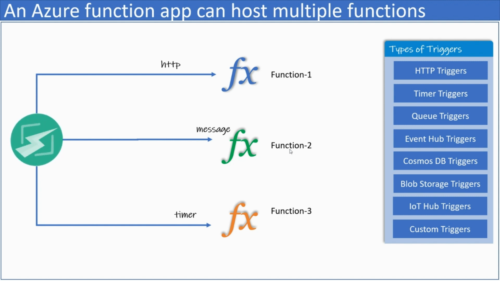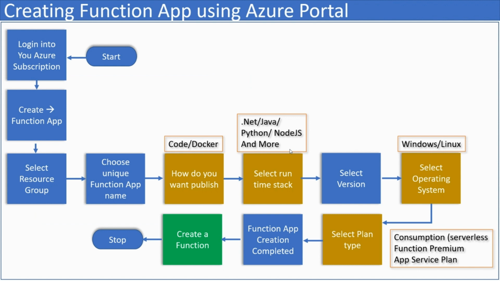Sixth one, a blob storage trigger. Functions can also be triggered by changes in the blob in an Azure blob storage container. Seventh one, IoT Hub trigger. These Azure Functions can be triggered by data received from an Azure IoT Hub, which is an Azure service that provides device to cloud or cloud to device messaging capabilities. Last one, custom triggers. Users can write their own triggers to invoke an Azure function, which is called a custom trigger. So these are the different means by which you can build and trigger an Azure function.